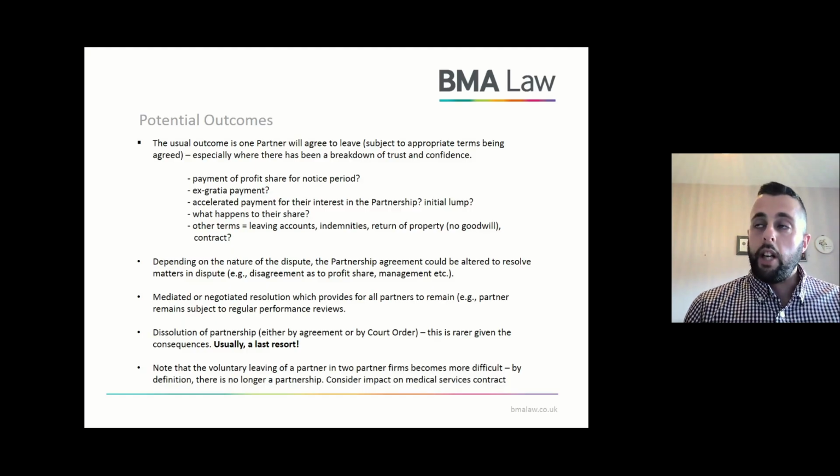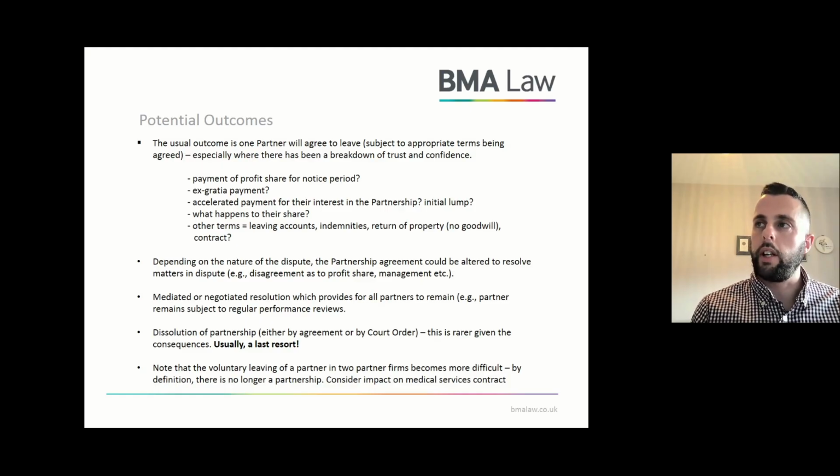So, talking about money, you'd be looking at possibly payment for a notice period, payment in lieu of notice, maybe an ex gratia payment of some description, perhaps equivalent to that partner's drawings for a month or 2 months or something, as the case may be.